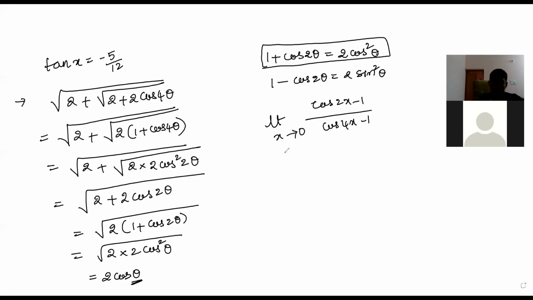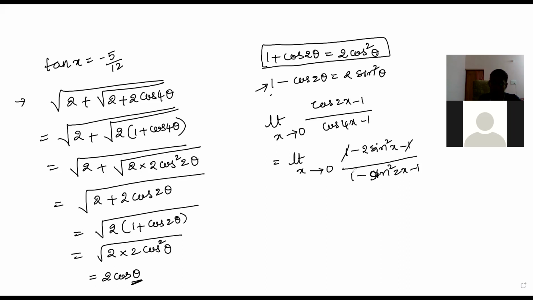But what did you do? Limit x tends to 0. What did you do? 1 minus cos 2x, this is the formula we used actually. Sir, I used 1 minus 2 sine square x minus 1 by 1 minus 2 sine square 2x minus 1. Correct. Very good. And after that, I don't know if what I did is right, but I wrote limit x tends to 0 sine square x by x square by sine 2x whole square by 2x whole square.